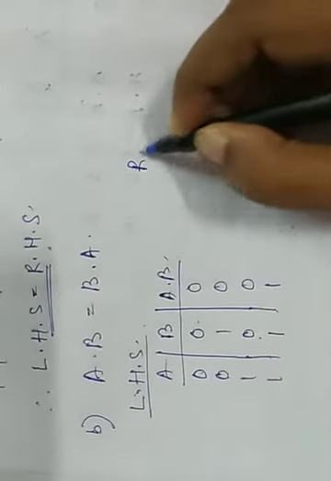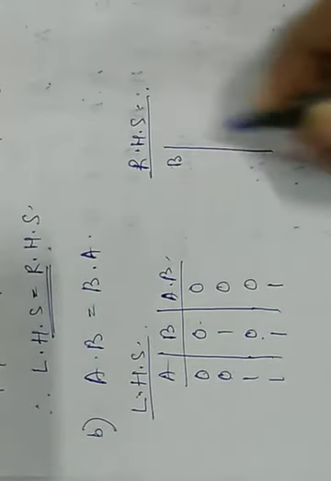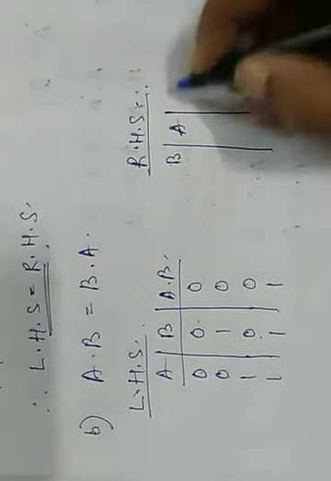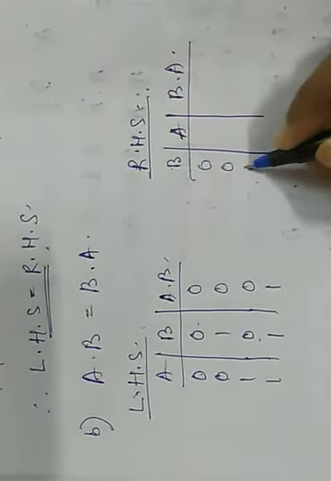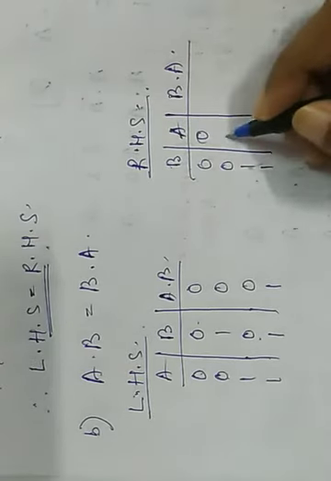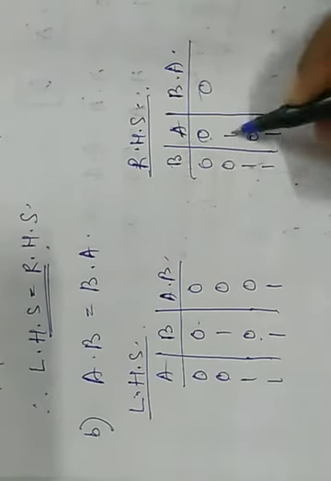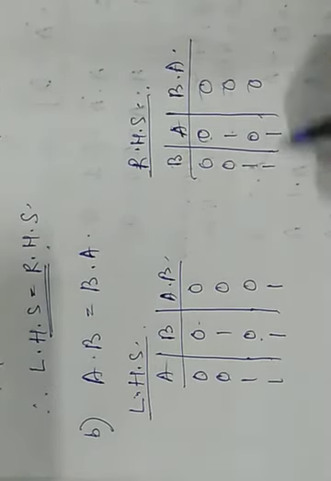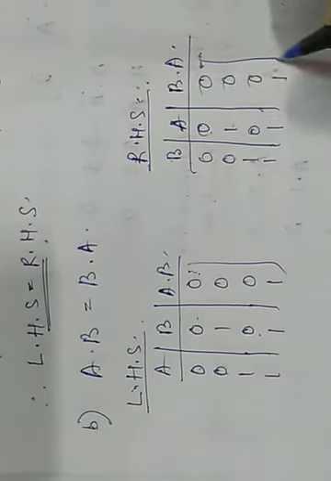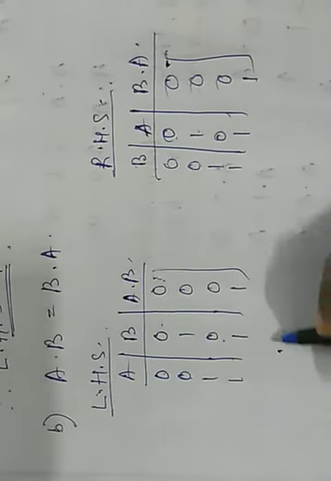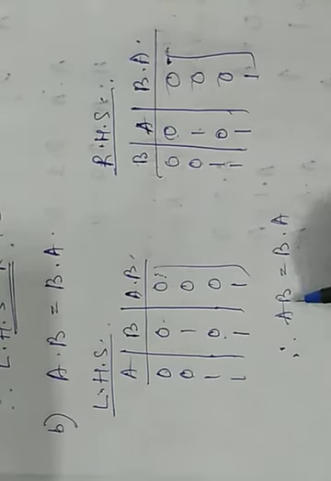Okay, now the right hand side. Here b is in the first position, a is in the second position, then b dot a. So b is 0 0 1 1 and a is 0 1 0 1. Here also we get the output 0 0 0 1. You can see that the output of this and the output of this are the same. So we can say a dot b equals b dot a.